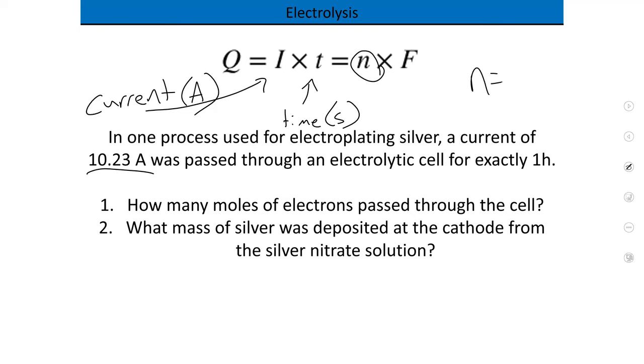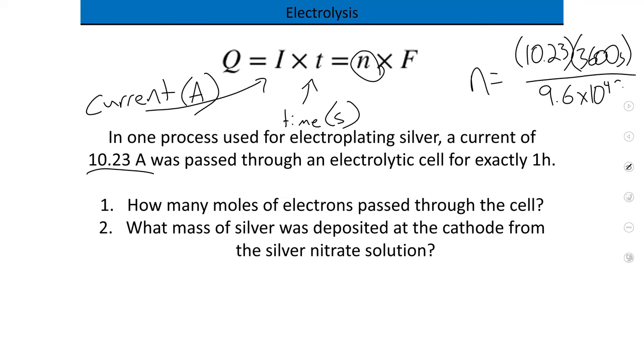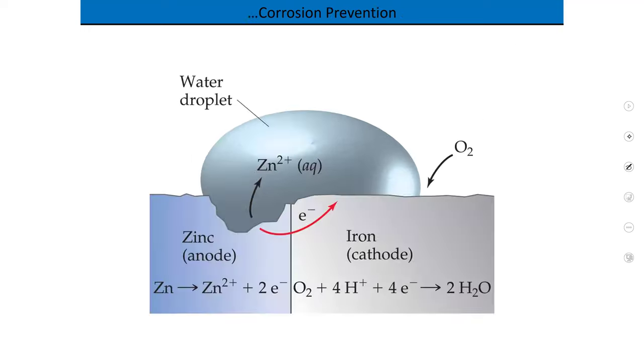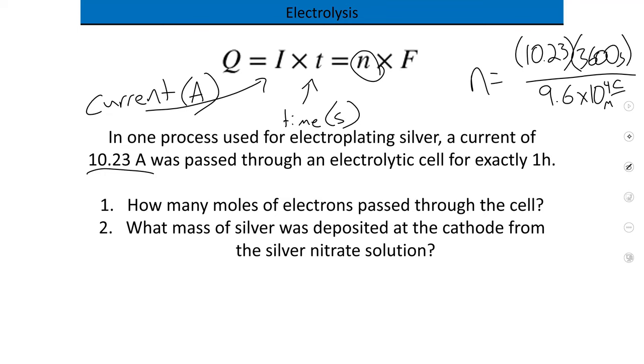So in this case, n is equal to 10.23 times 3600 seconds exactly over, somebody remind me what Faraday's constant is. 9.6 times 10 to the 4, and that's in coulombs per mole. Coulomb is just a capital C, I believe, if I'm remembering correctly. So a little under a mole. It's a little bit less than one, right? No, sorry, about 0.5.